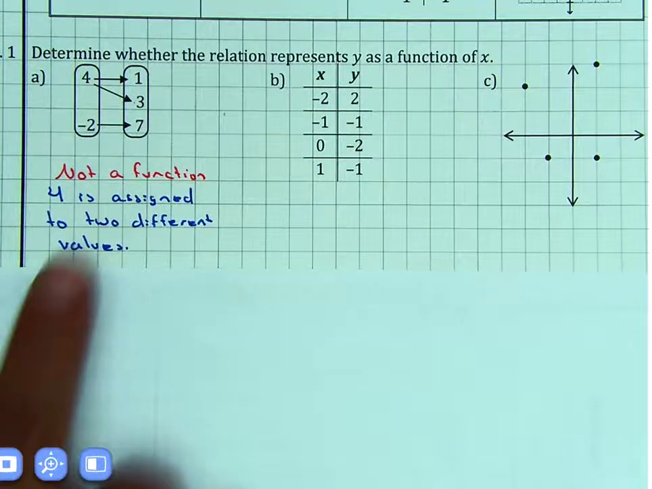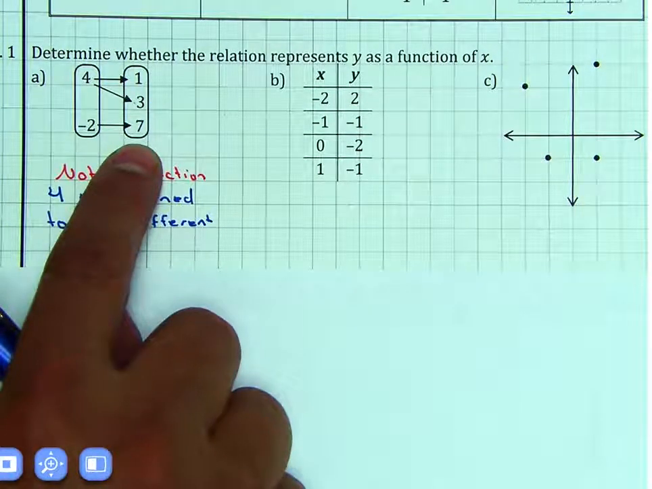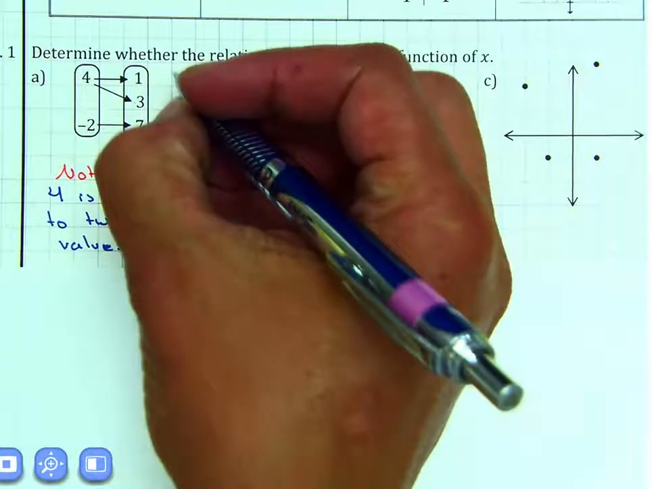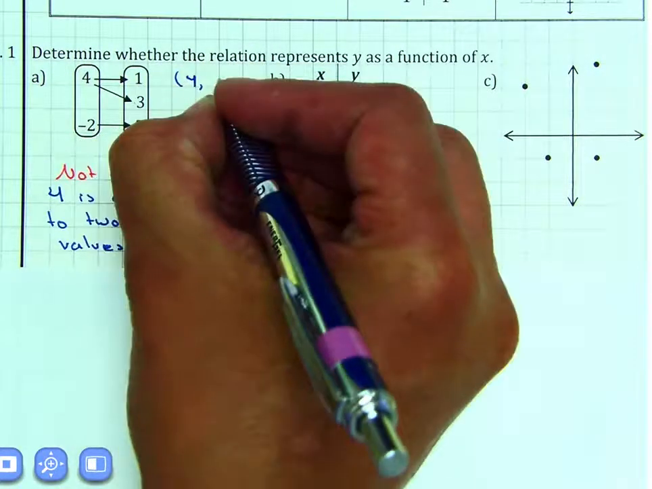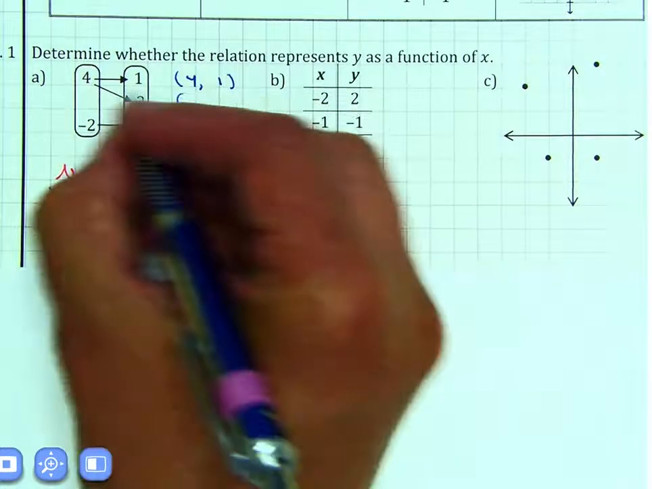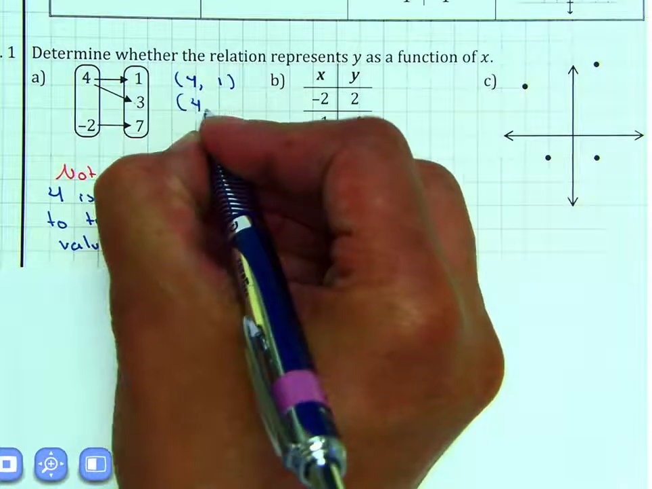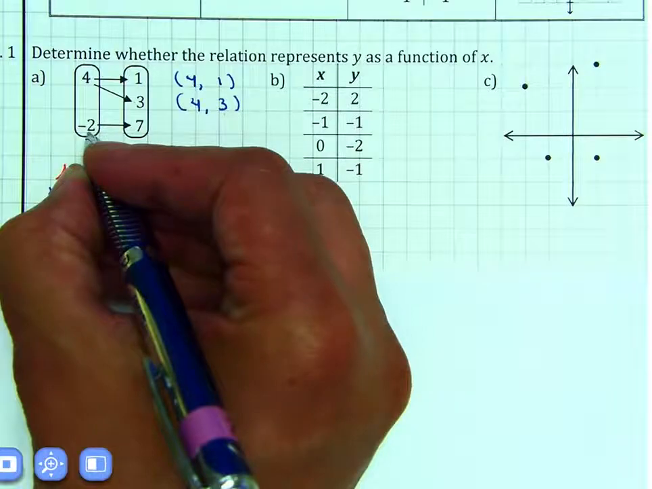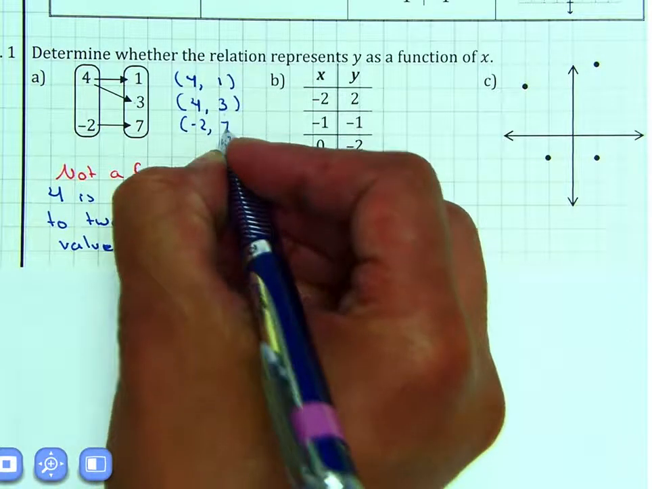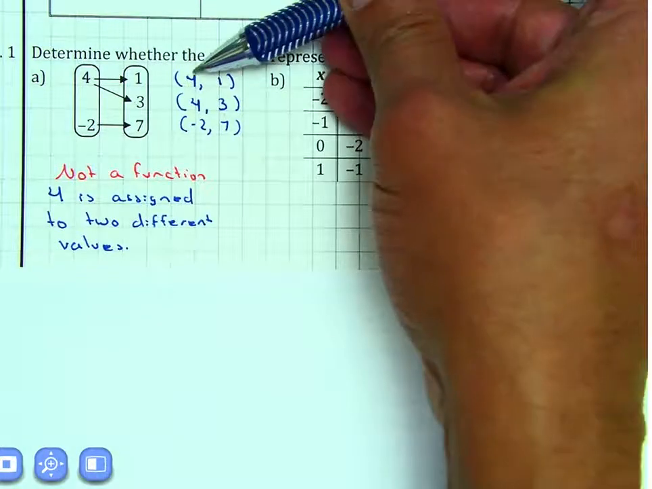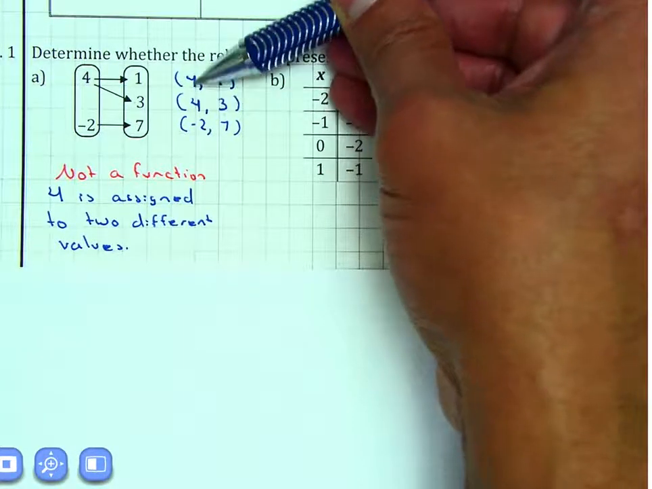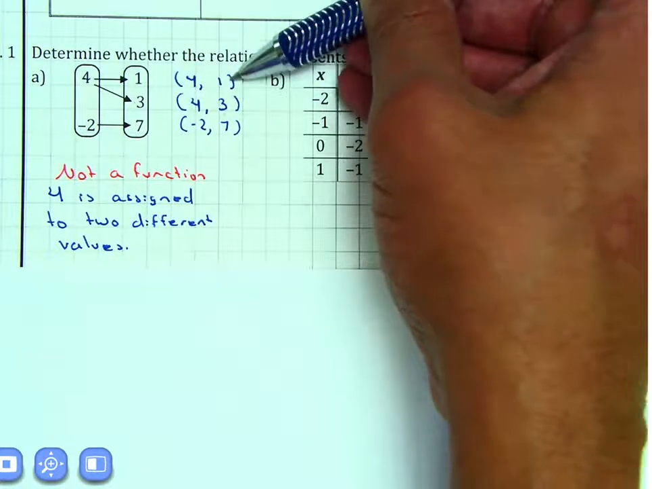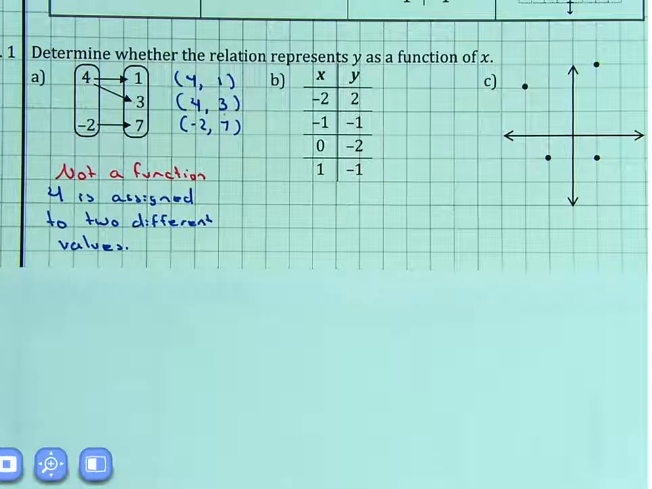Now remember that this can also be represented as a table. So if you want to think about it as a table, that means that if you plug in a 4, you get a 1. If you plug in a 4, you get a 3. If you plug in a -2, you get a 7. So in this case, you have the same x value being assigned to 2 different y values.